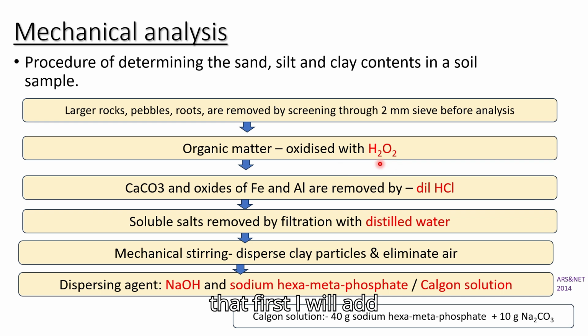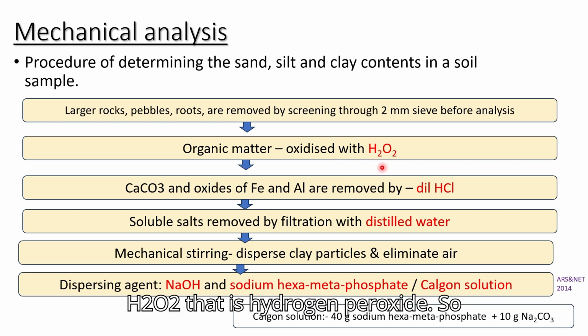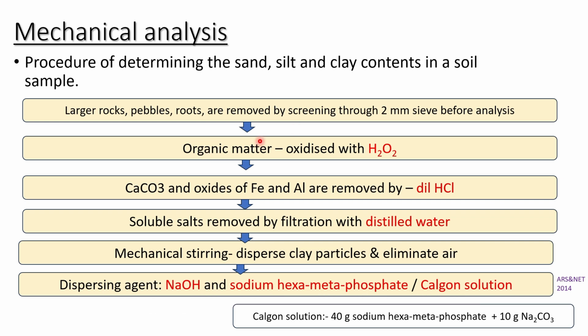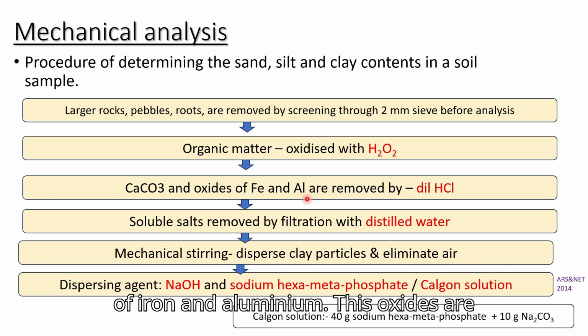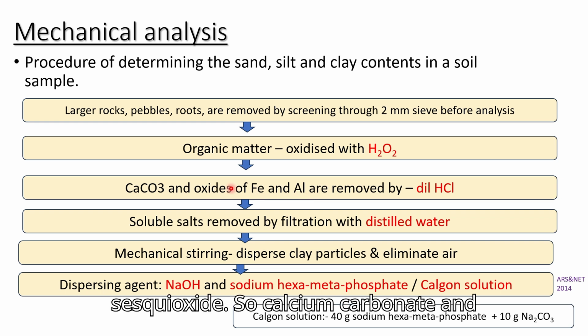For that, first I will add H2O2, that is hydrogen peroxide. It is a strong oxidizing agent. It will oxidize the organic matter. While oxidizing organic matter, it will be converted to carbon dioxide and released as gas. So organic matter will be removed. Next, the soil may contain calcium carbonate and oxides of iron and aluminum. These oxides of iron and aluminum are known as sesquioxides. Calcium carbonate and sesquioxides are removed by adding dilute hydrochloric acid, HCl.